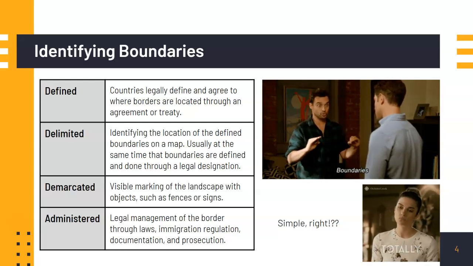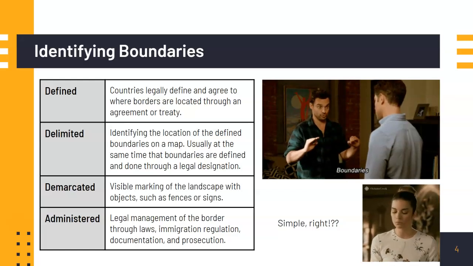The third step in identifying boundaries is demarcation, where visible markers are placed on the landscape. These could be physical objects like fences, walls, or signs that clearly show where one country ends and another begins. Demarcation ensures that there is no ambiguity on the ground about where the boundary is located, making it visible to the people living near it.